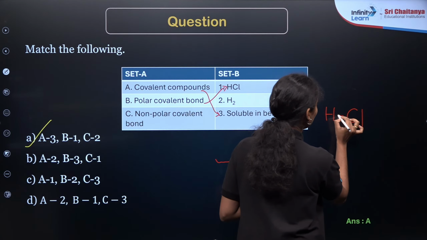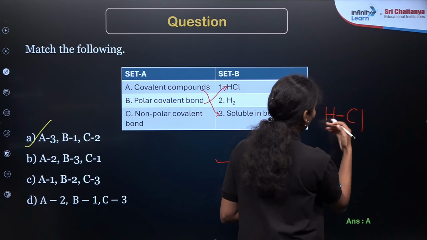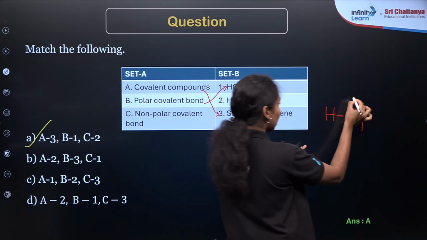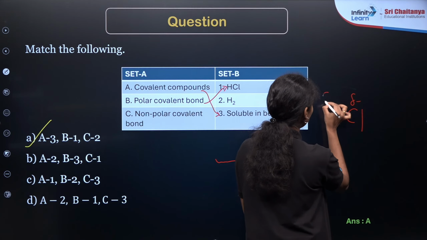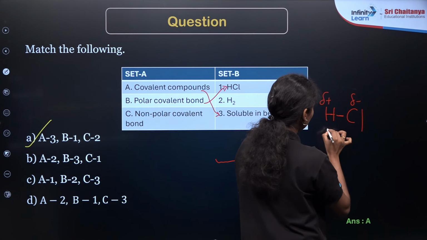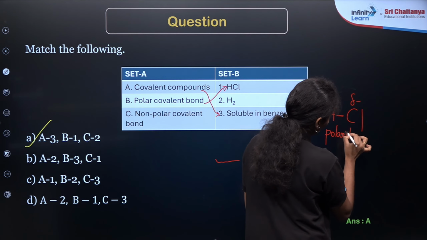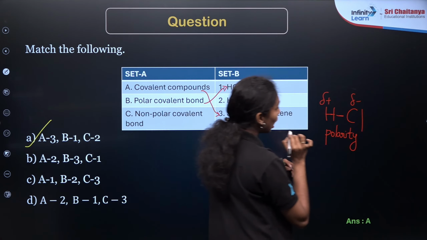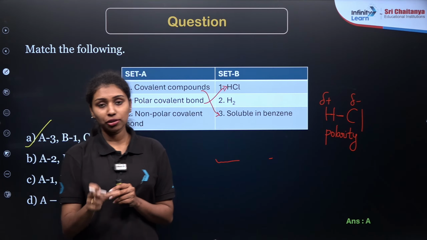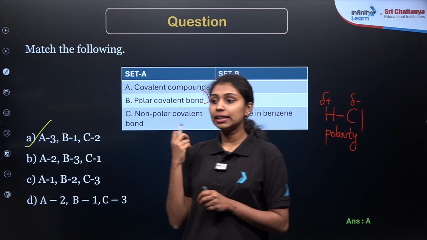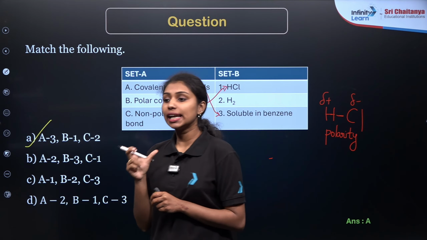So chlorine has the maximum ability to attract the shared pair of electrons towards itself. So it will form a delta negative charge over here, and hydrogen will form a delta positive charge over here. So there will be a polarity over here, and this compound is known as a polar covalent compound. The main point to keep in mind is that whenever you are discussing polar covalent bonds, the combining atoms should have a difference in their electronegativity.